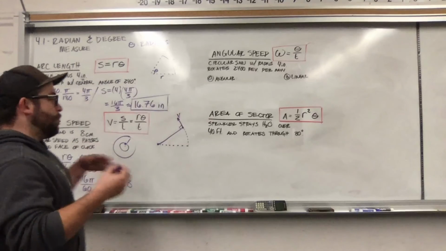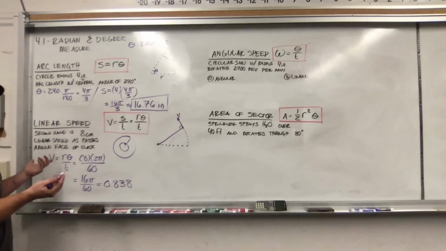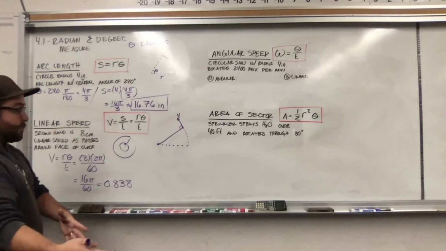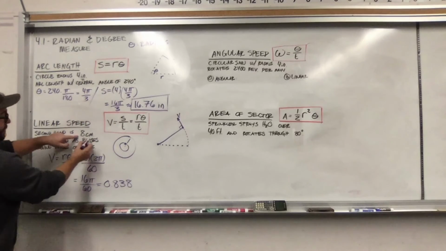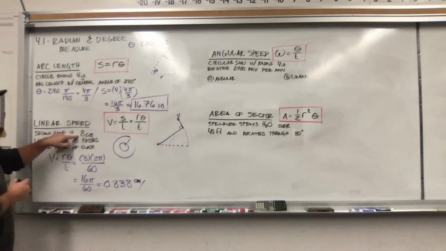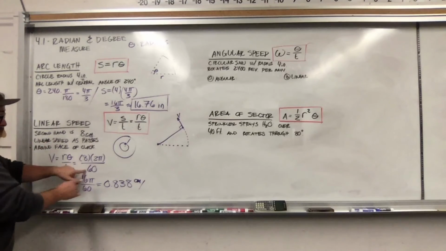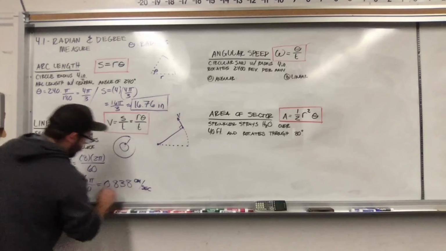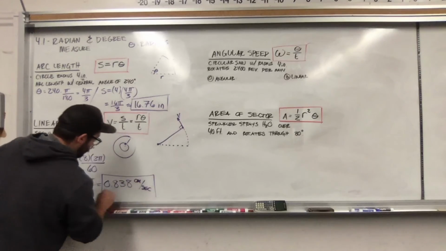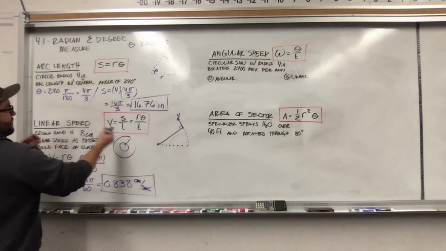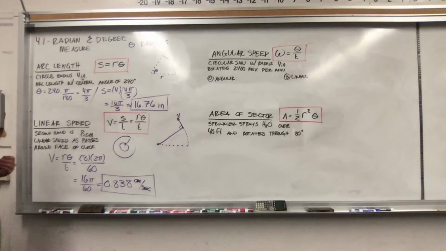We want to know 0.838 what? Well, the speed, so it's some distance per some unit of time. Our distance this time was in centimeters. And our unit of time that we used was the 60 seconds. So again, for this one, we had to make sure that we're keeping things in radians, and the same for the next two.